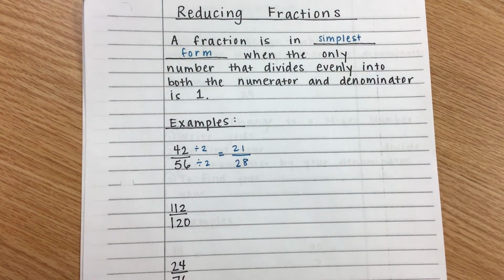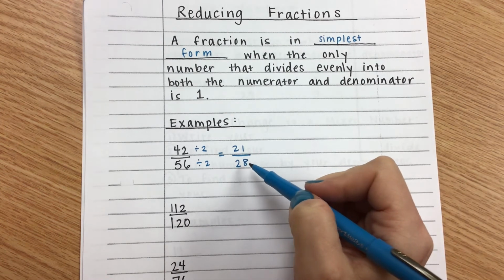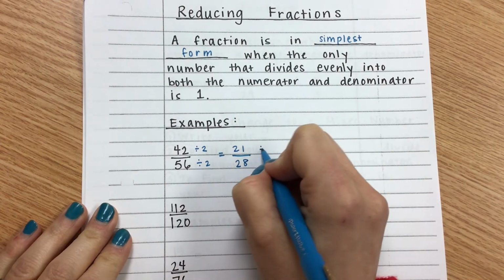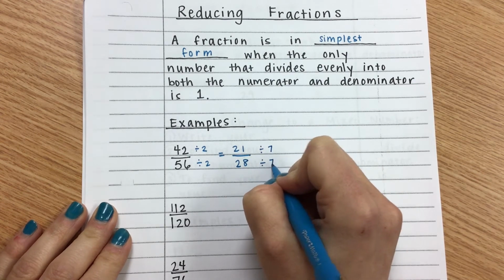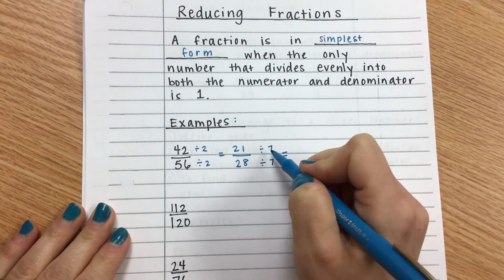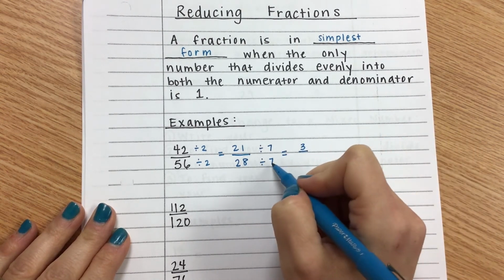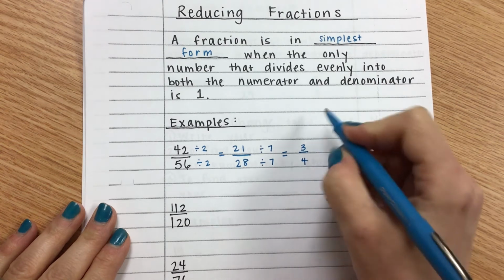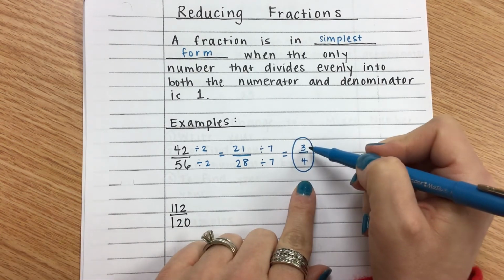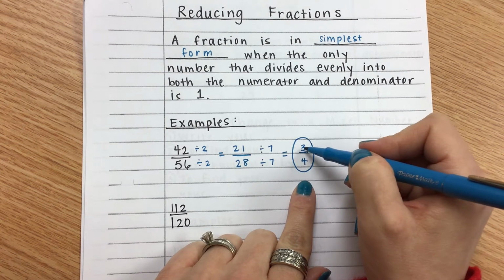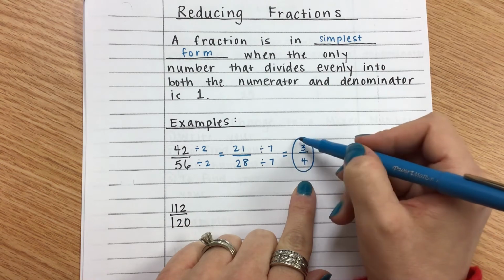So now I have something a little bit more manageable. And I know that at 21 and 28, a 7 goes into both of those because I know my math facts, my multiplication math facts. So 21 divided by 7 is a 3. 28 divided by 7 is 4. That's as small as it goes. So I know that the only number I could divide 3 and 4 by is 1. So that's when it's in simplest form.